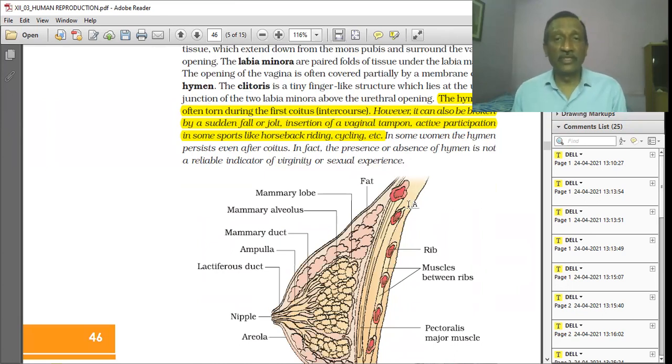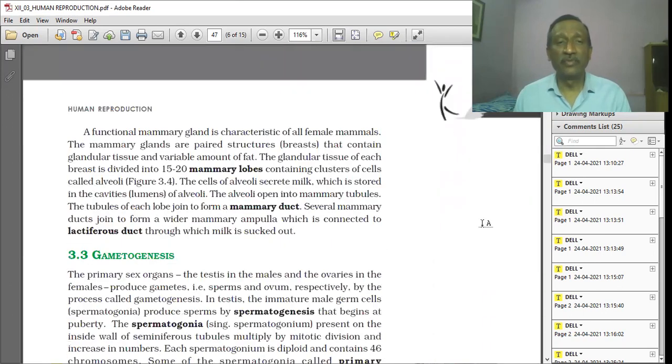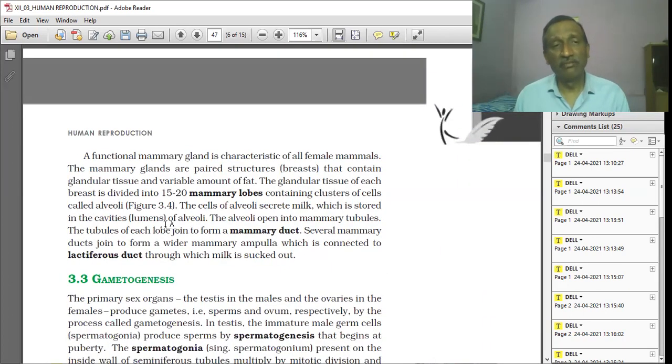So one must remember this. It has nothing to do with the virginity of a person. It is just a membrane which was found, but it could be broken or it could be ruptured, and any of those type of activities which we have already mentioned.